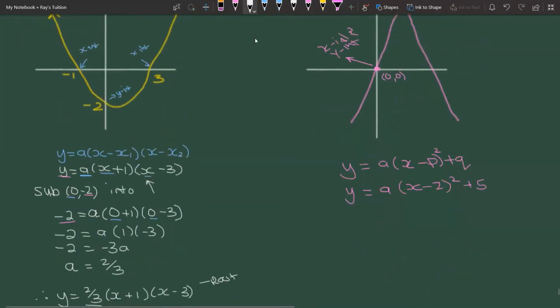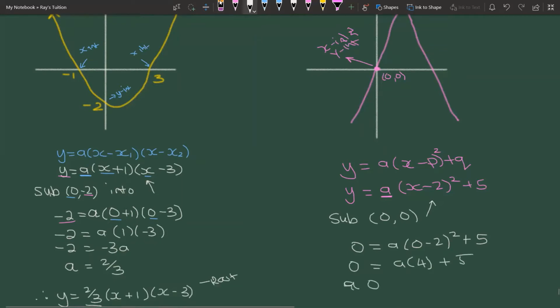Again, we're in a similar situation to before, that we still don't know what a is. So what we're going to then do is substitute another point, and the point is 0, 0. So we're going to substitute 0, 0 into that equation. So in the place of y, we have 0, and in the place of x, we have 0. So this is 0 is equal to a times 4 plus 5. So this is 0 is equal to 4a plus 5.